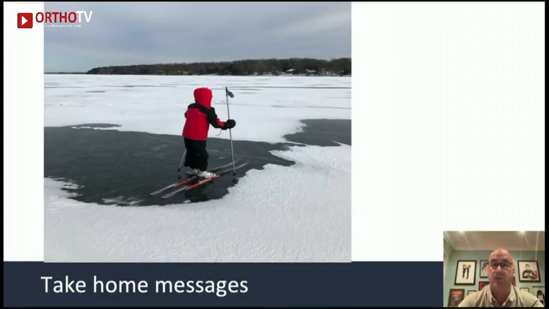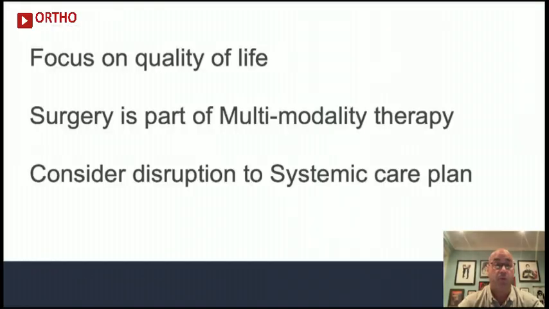So, what are the take home messages? Well, I think the important points here are really to focus on quality of life, look at each individual very specifically. Surgery is part of a multimodality therapy, not just in and of itself, and you have to consider the overall disruption to the systemic care plan. And so you have to think of how your surgery fits in with everything else.